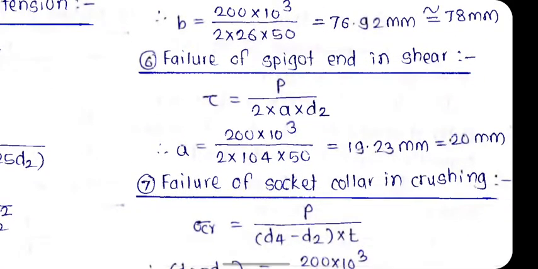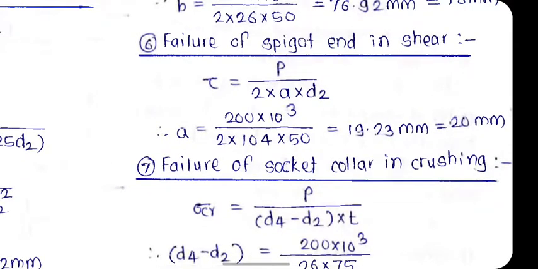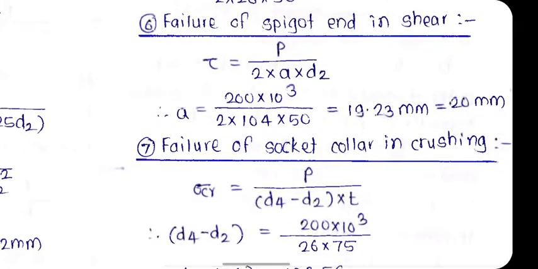Next step is failure of spigot end in shear. So the equation is tau is equal to force upon 2a multiplied by d2. So here the a is nothing but the distance from end of slot to the end of the rod. So from this equation you can calculate the value of a. So the a, by solving the equation, equals 19.23 mm, so approximately equal to 20 mm.